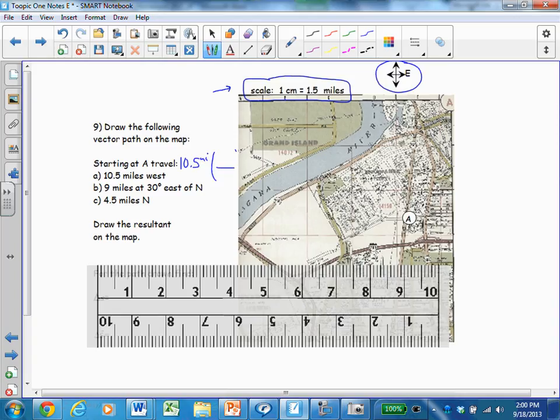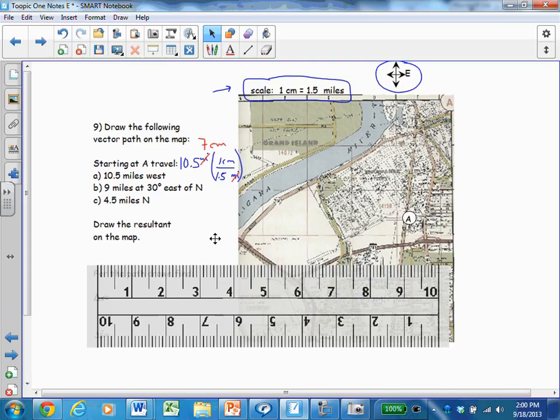So converting 10.5 miles is just like what we did with the conversions yesterday. But in this case, we have a fancy version of one. It isn't like 100 centimeters is 1 meter. This version of 1 is by our scale. 1.5 miles is 1 centimeter. So the miles will cancel, and we have 10.5 divided by 1.5, which gives us 7 centimeters.